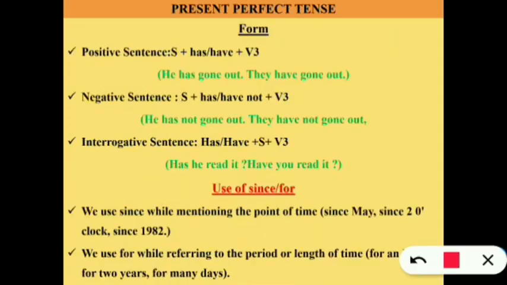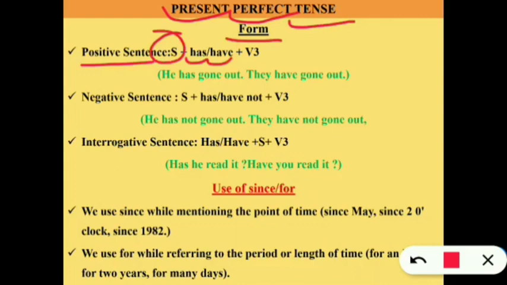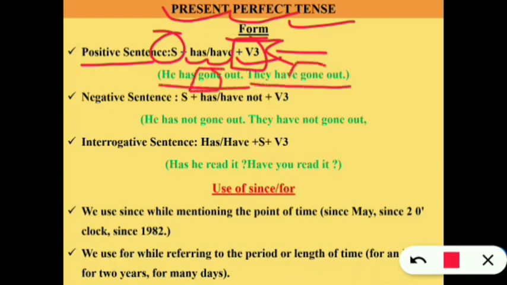Present perfect tense. Let's see the form in a positive sentence. First we have to use subject, has and have will be the auxiliary verb, then verb 3. Keep in mind, I have told you to go through the chart of V1, V2, V3. So here V3 is important. He has gone out, gone is verb 3. They have gone out, verb 3. So in this way we use tenses in positive sentences.